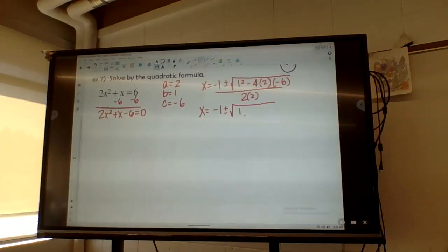Now 1 squared is just 1. -2 times 6, or -4 times 2 times 6, is positive 48, I believe, all over 4. So it's going to be a positive 49 under there. So again, knowing how to put that into your calculator and getting the right number underneath the square root is so important. Now the square root of 49 happens to be a nice number. It's 7.